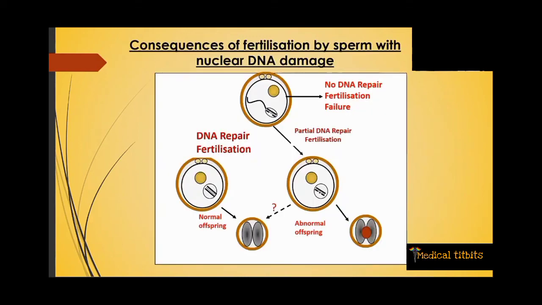As you can see in this picture, if there is damage to the DNA, and the damage has been repaired, it can result in a normal offspring. But if there is no repair, then there might be a fertilization failure. And if there is a partial DNA repair, then it can result in a fertilization and it can result in an abnormal offspring, as you can see. So that is the importance.